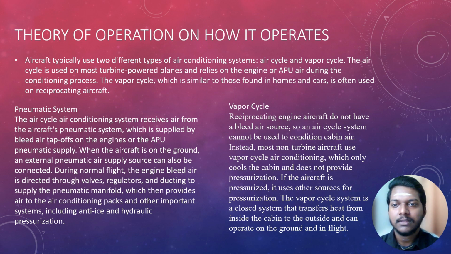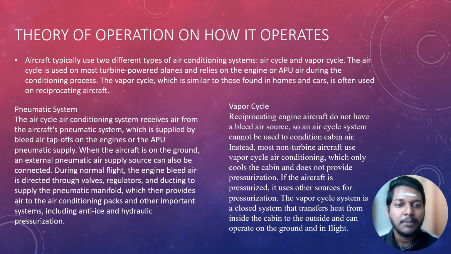While we discuss the pneumatic system, the air cycle air conditioning system receives air from the aircraft pneumatic system, which is supplied by the bleed air tap offs on the engine or the APU pneumatic supply. When the aircraft is on the ground, an external pneumatic air supply source can also be connected. During normal flight, the engine bleed air is directed through valves, regulators and ducting to supply the pneumatic manifold, which then provides air to the air conditioning racks and other important systems, including anti-ice and also hydraulic pressurization.